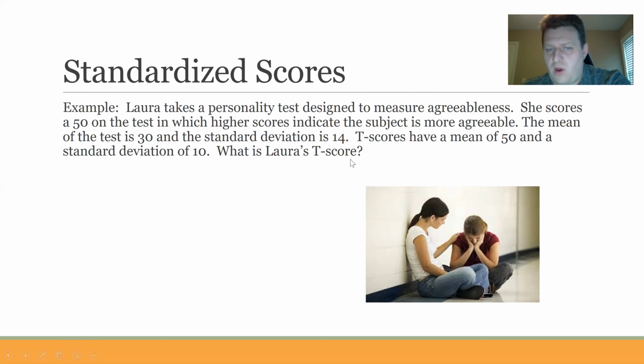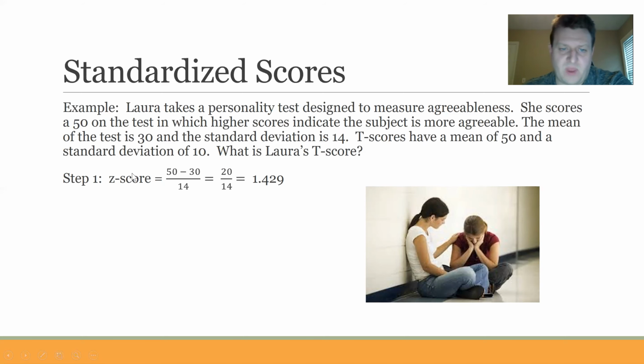What's Laura's T-score? Well, first thing that we're going to do is calculate a z-score, so we're going to take 50 minus 30 and divide it by the standard deviation of the test, which is 14. So this is going to give us a z-score of 1.429. Now this makes sense. Laura's score is above the mean. We should have a positive z-score. We do, so everything checks out so far.